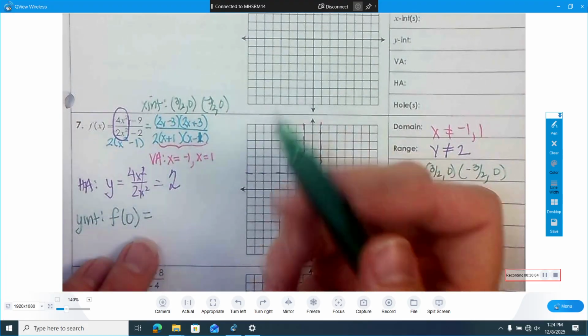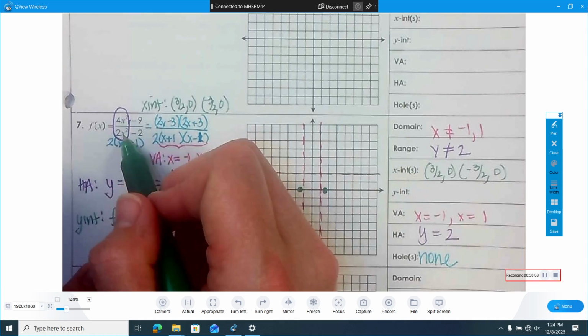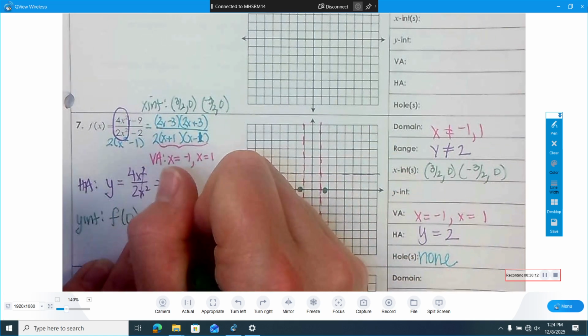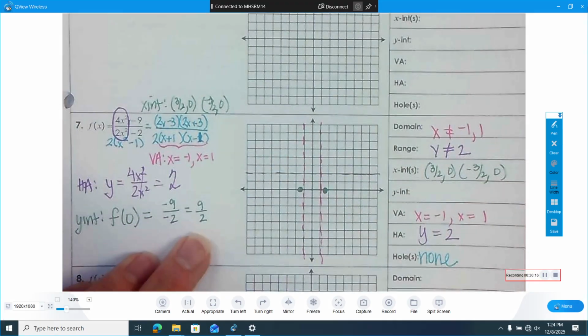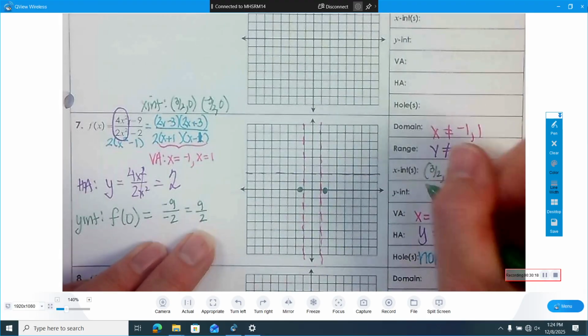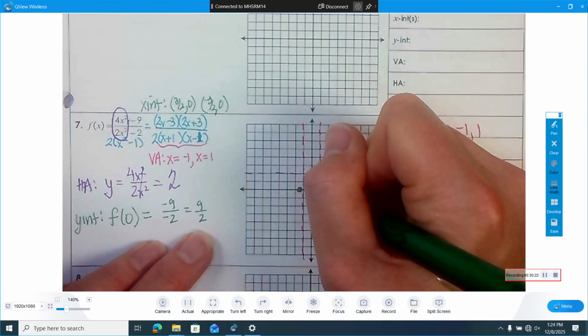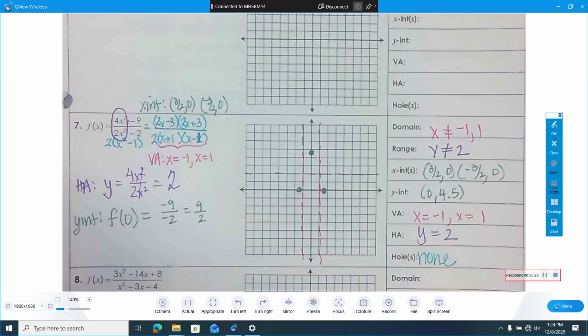So I plug in a 0. I'm going to plug it in right at the start. Yeah, negative 9 over negative 2, which is just 9 over 2, 4.5. So my y-intercept is 0, 4.5. 0, 1, 2, 3, 4.5. Right there is my y-intercept.